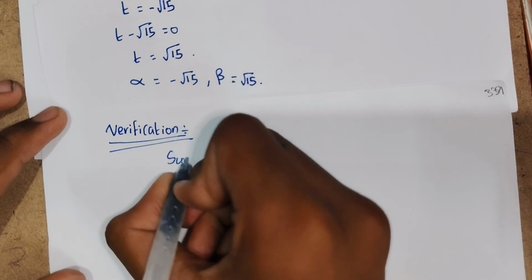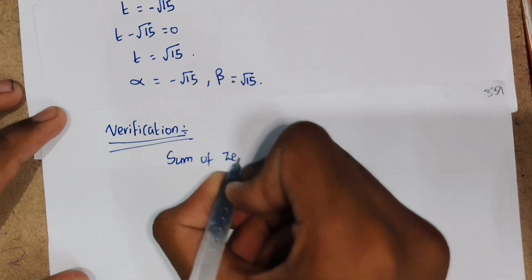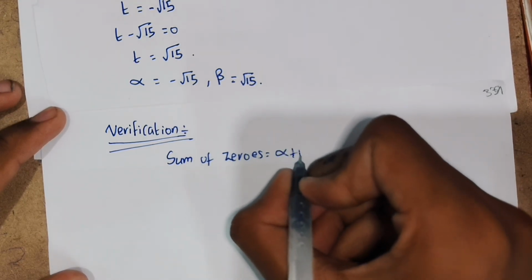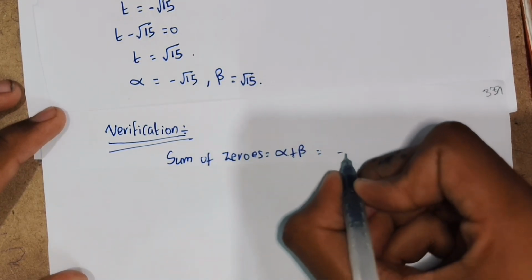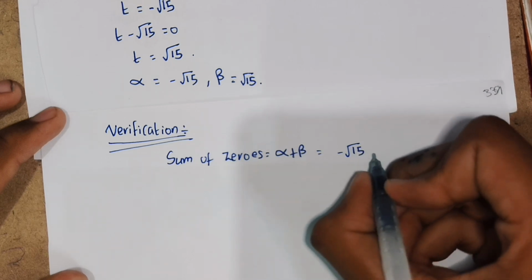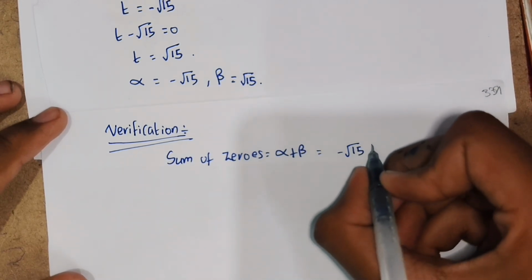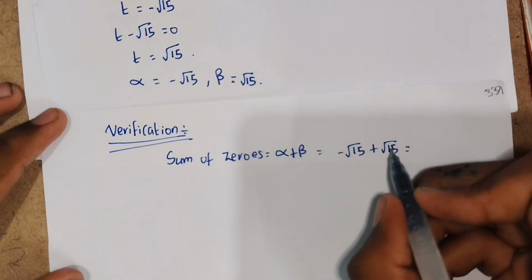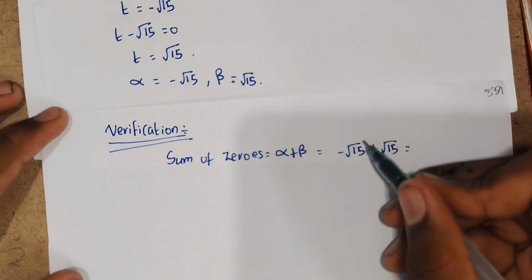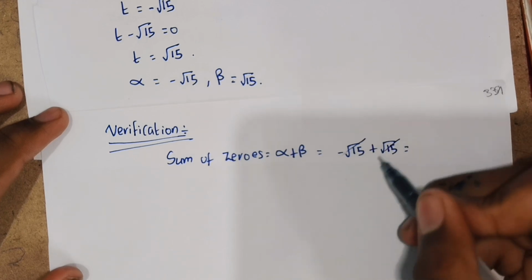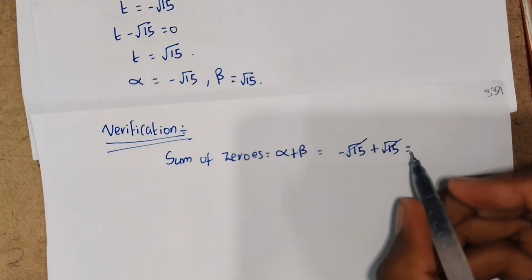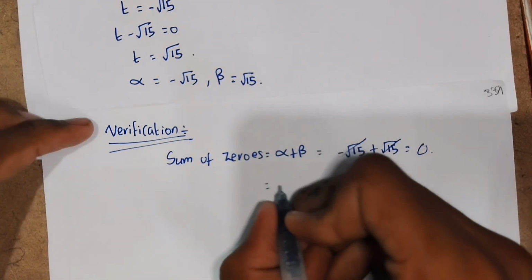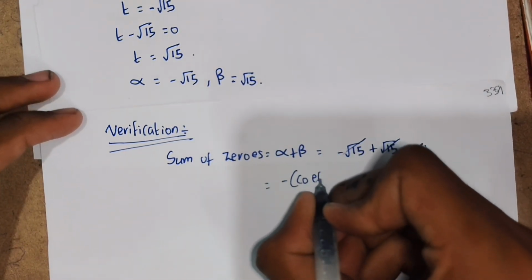First, sum of zeros equals to, what are the zeros here? Alpha and beta. So sum of zeros equals alpha plus beta, where alpha is minus square root of 15 and beta is plus square root of 15. Both are the same values with opposite signs, so they get cancelled, equals 0.